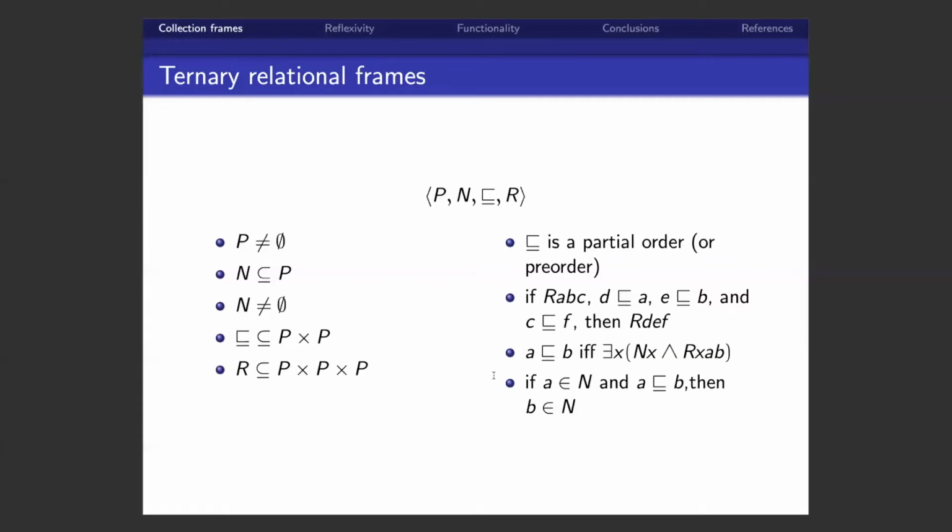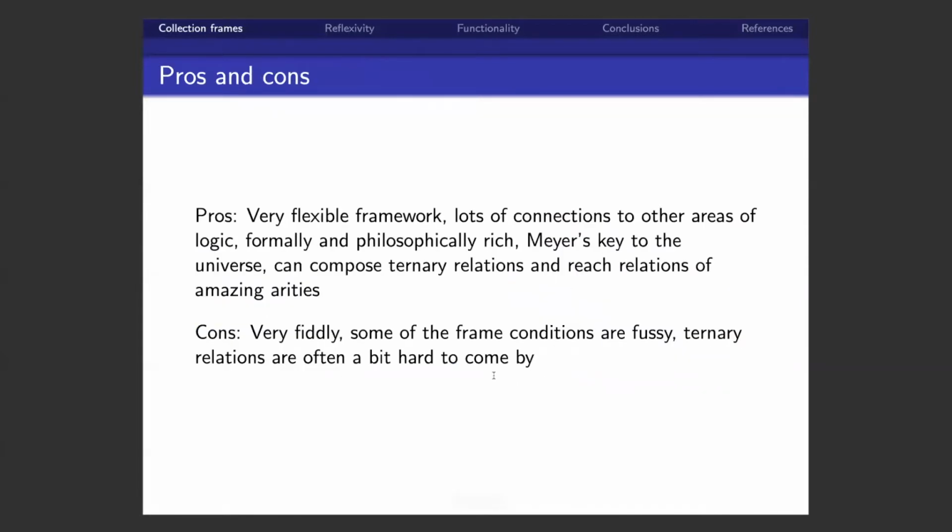So I have a lot of conditions, and these things have lots of pros and a couple of cons, right? So the pros, again, this is a very flexible framework for studying substructural and relevant logics, has lots of connections to other areas of logic, a lot of interesting connections to algebra, combinatory logic. It is formally and philosophically very rich. There's a lot of material to work with there.